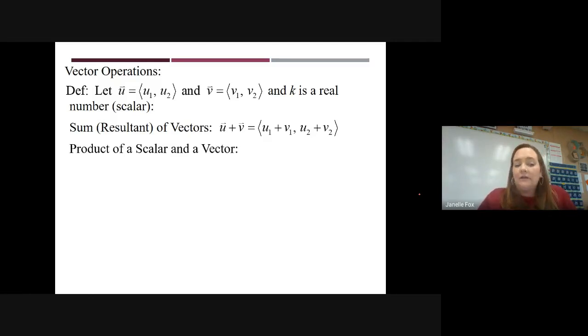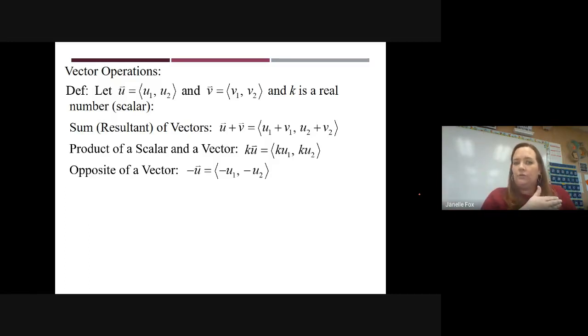If you do a scalar and a vector, I feel like these are kind of intuitive. If they put k times vector u, you're basically just putting the k in front of the vector and distributing it into each part. It's not the distributive property, but it's kind of what you're doing. So it's k u1, comma, k u2. And then the opposite of the vector would be like multiplying by -1, and you just run a negative through. So that's pretty easy.